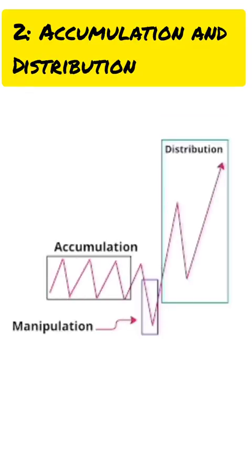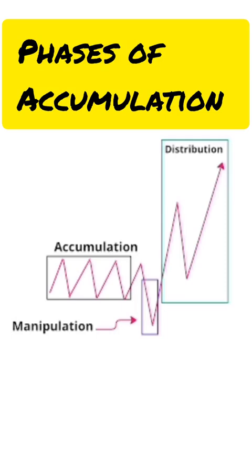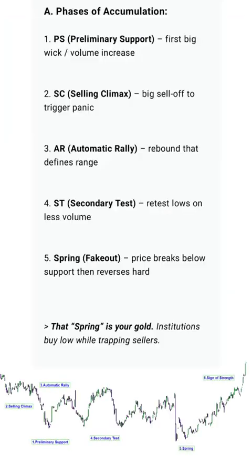2. Accumulation/distribution range, Wyckoff logic. Institutions accumulate (buy) or distribute (sell) within a sideways range before moving the market. A. Phases of accumulation: 1. PS, preliminary support: first big wick, volume increase. 2. SC, selling climax: big sell-off to trigger panic. 3. AR, automatic rally: rebound that defines the range. 4. ST, secondary test: retest of lows on less volume.